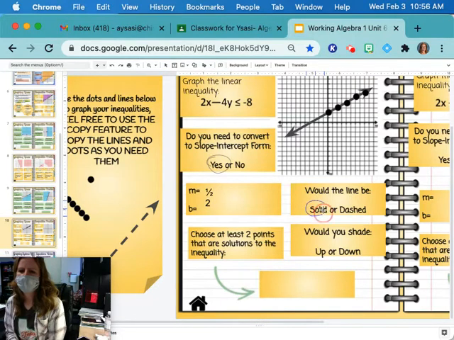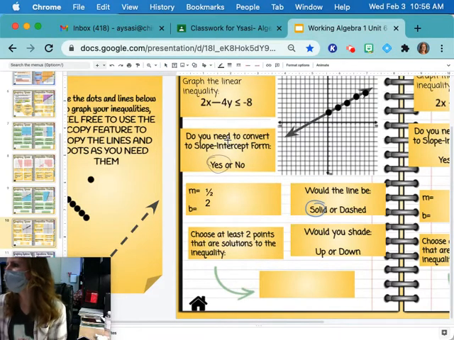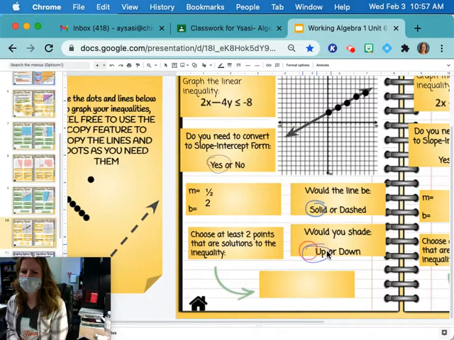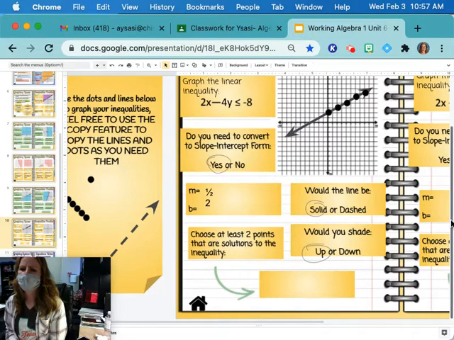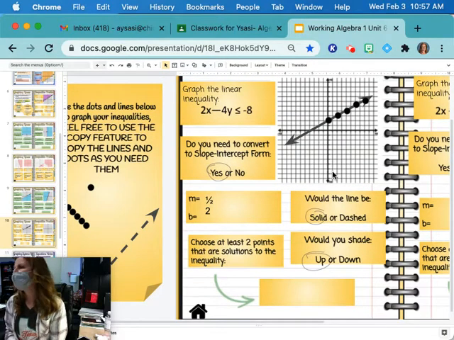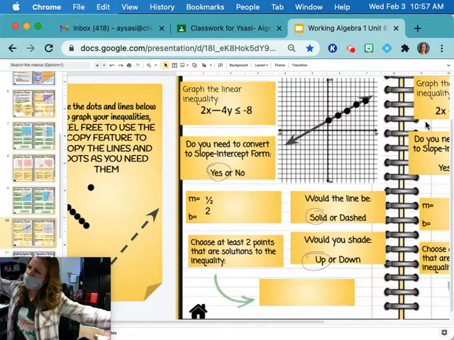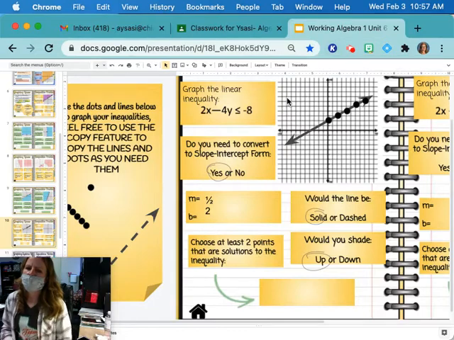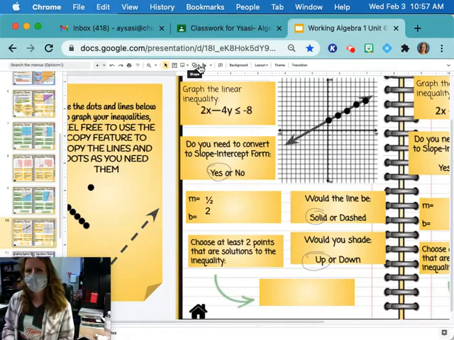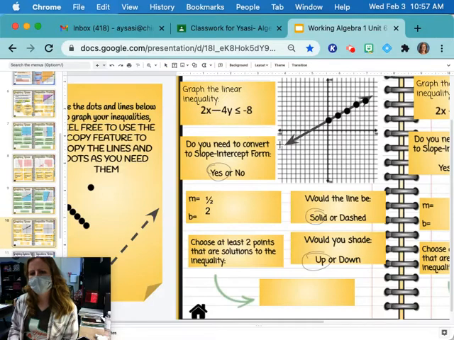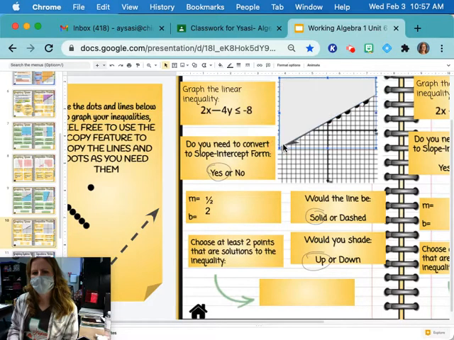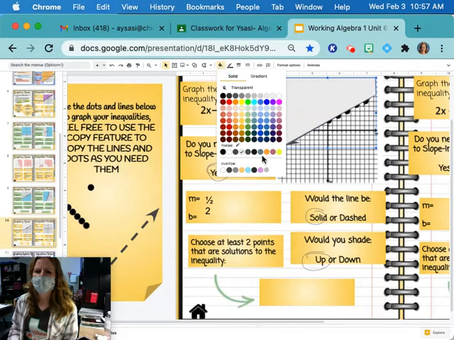So we know it's solid. We already decided on that. And then we know it's going to be shaded up. So if we shade up, stick out your arms, tilt like the line, and then where your head is the up. So it'll be up here. So do your polyline, start at the end, go over. Then change it.